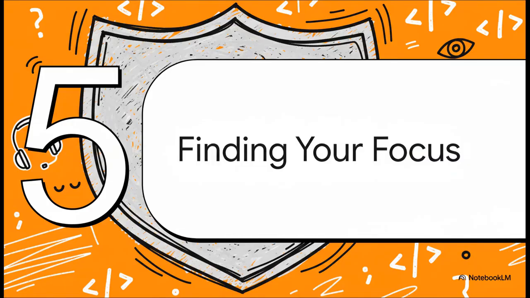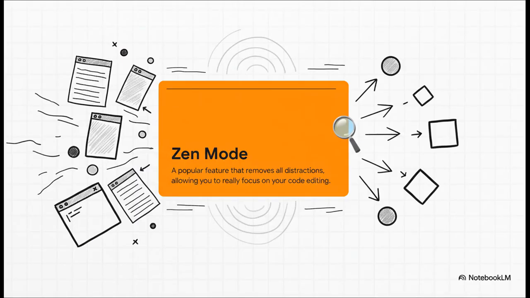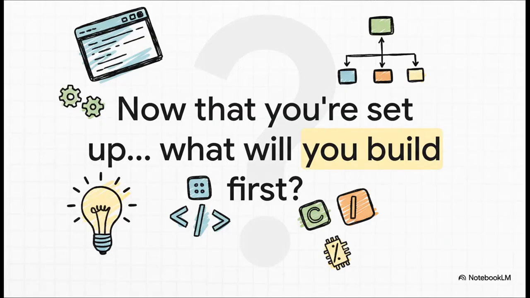All right, let's talk about one last thing, focus. We live in a world that is just full of distractions and notifications, and sometimes you just need to block out all that noise and just code. And for that, VS Code has this incredible feature called Zen Mode. With just one command, everything else just fades away. The sidebar, the menus, the status bar, all of it, and it leaves just you and your code on the screen. It is the perfect tool for when you really need to get in the zone and do some deep work.